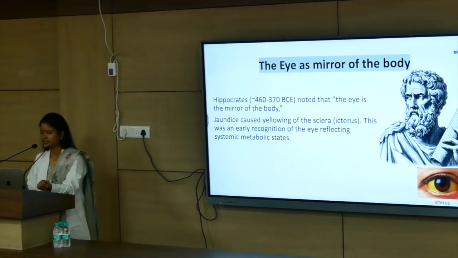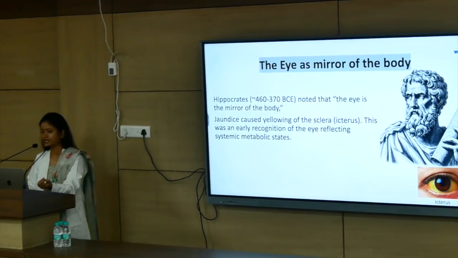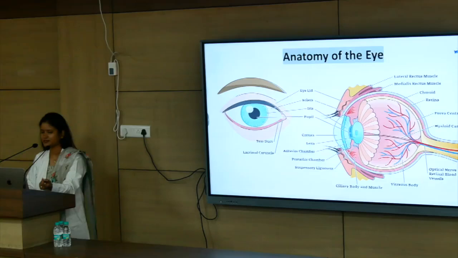So first, coming to the history, Hippocrates first noted that the eye is the mirror of the body. He implied that statement when he noticed yellowing of the sclera due to jaundice. This was an early recognition of the eye reflecting systemic metabolic states. Now coming to the brief anatomy of the eye.